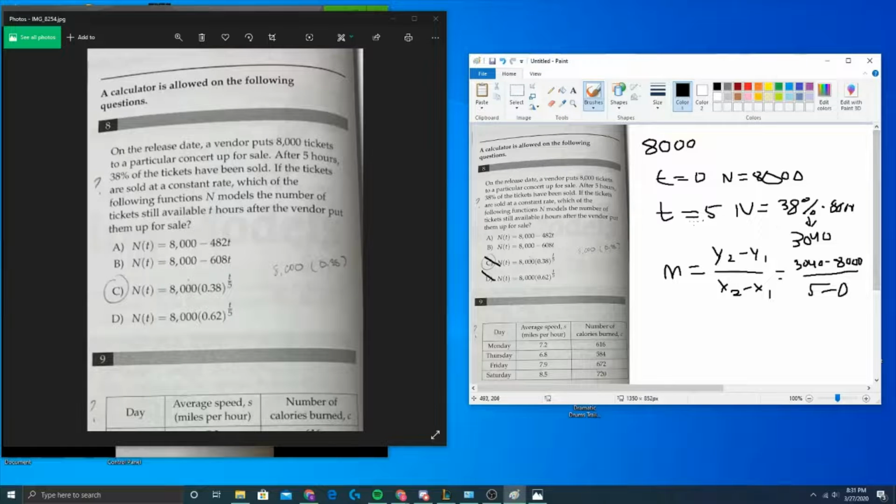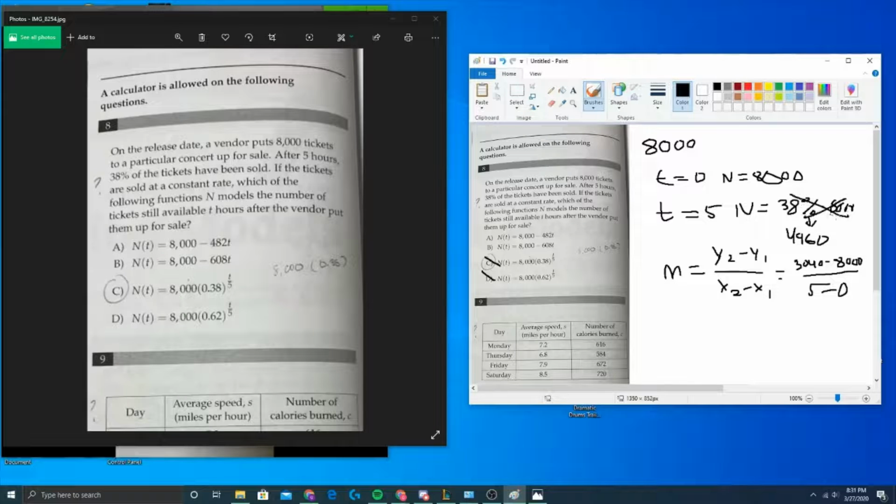Oh, I am sorry. I should have read this. 38% of the tickets have been sold. So that means 3,040 tickets have been sold, and we want n, which models the number of tickets still available. So it actually has to be 8,000 minus 3,040 because we sold 3,040 tickets. My bad. I am very sorry. That gives 4,960.